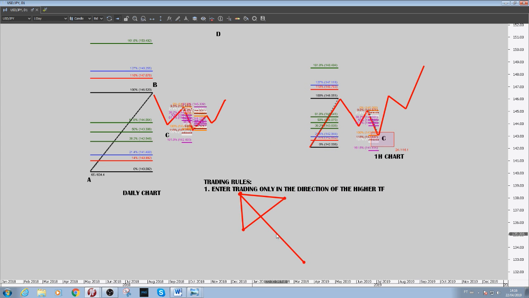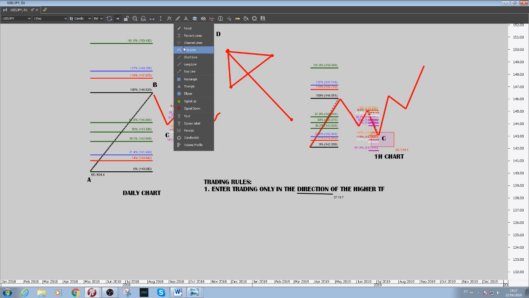Either way, enter trading only in the direction. The keyword in here is direction. If the higher time frame is moving down, making lower lows and lower highs, you should be short, not long. Or in a down Fibonacci, if the market is making higher highs and higher lows, you should be long and not short. So enter trading only in the direction of the higher time frame. Okay, so this is number 1.